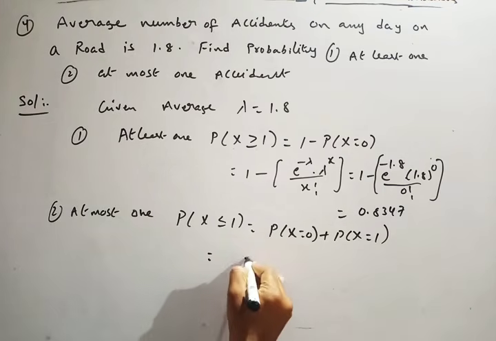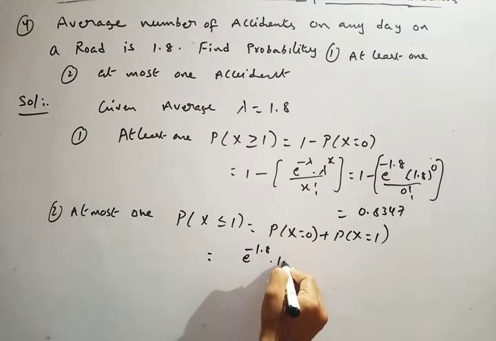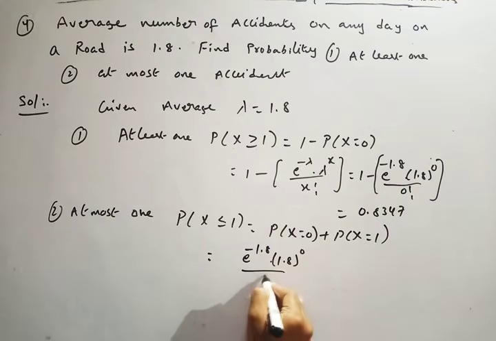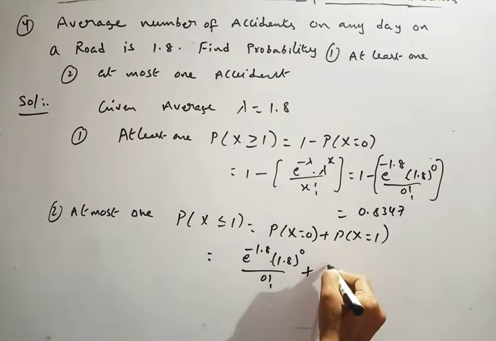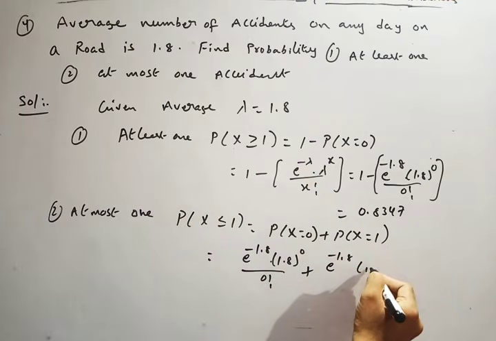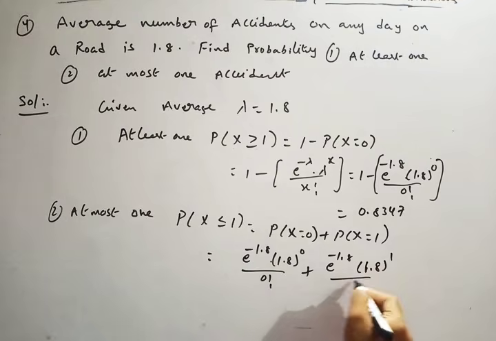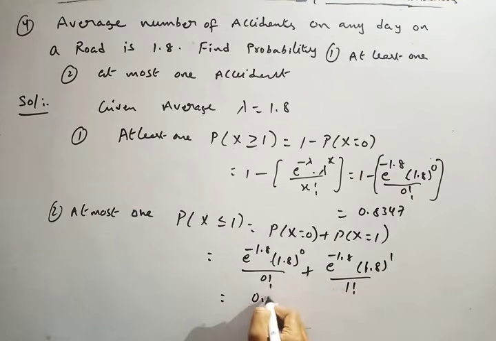For X equal to 0, what is the formula? e power minus lambda, lambda power x by x factorial. This value we already have. And here, e power minus 1.8, 1.8 power 1 by 1 factorial. Take the calculator and simplify it. You will get 0.4628. Understand? Like this, you need to solve this problem using the Poisson distribution.